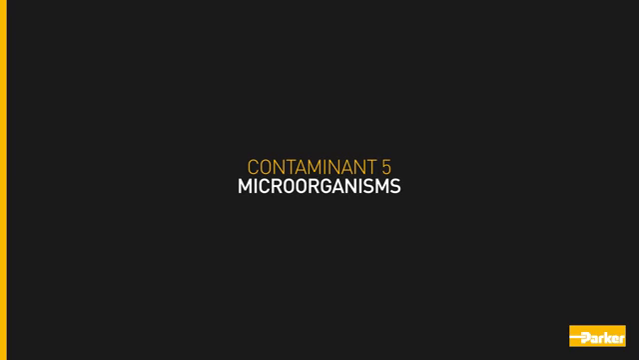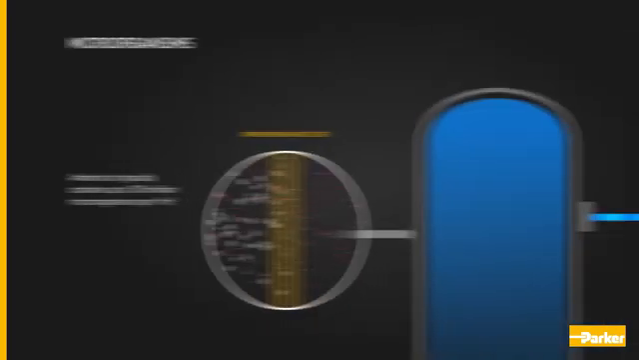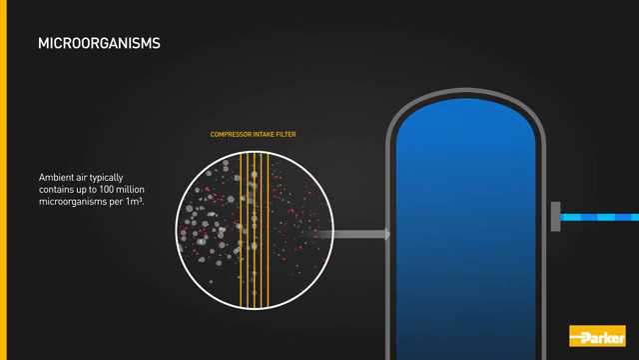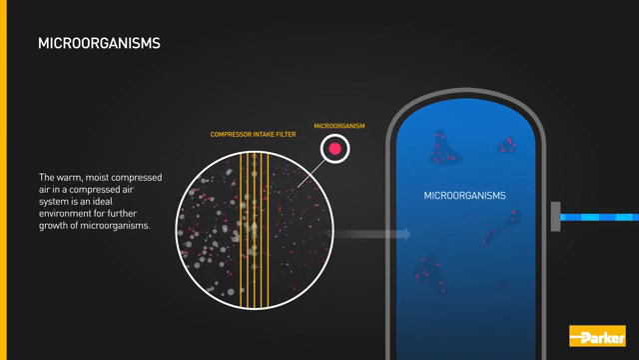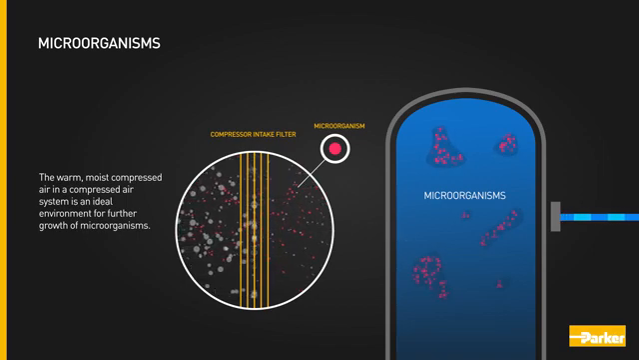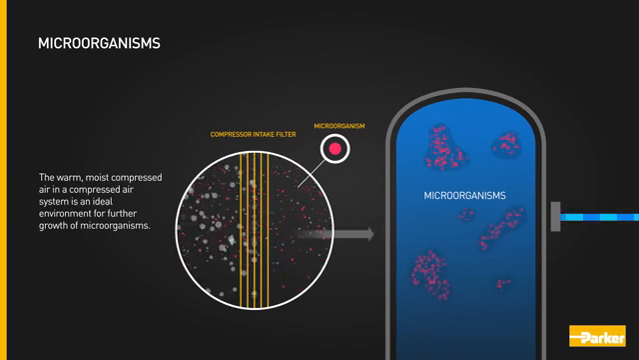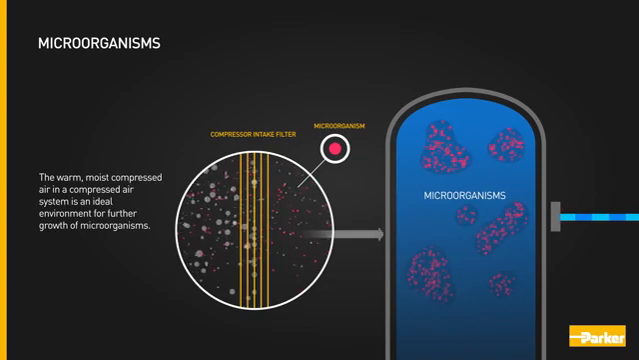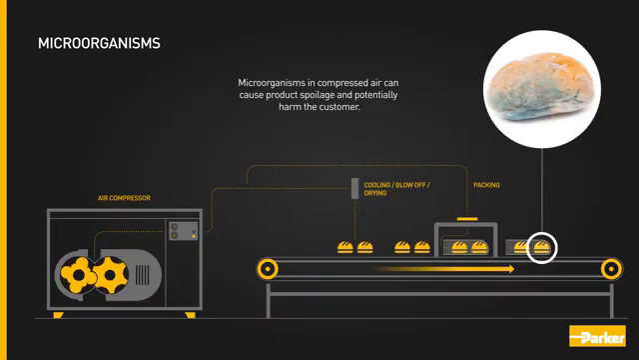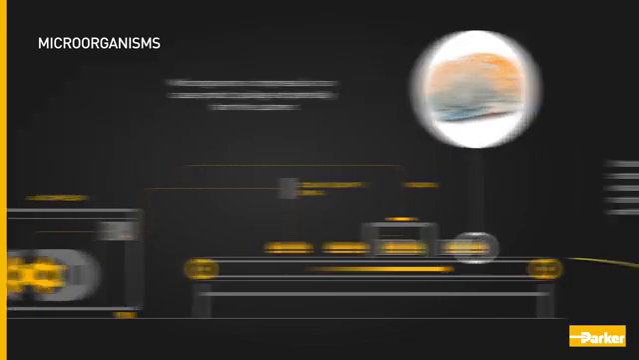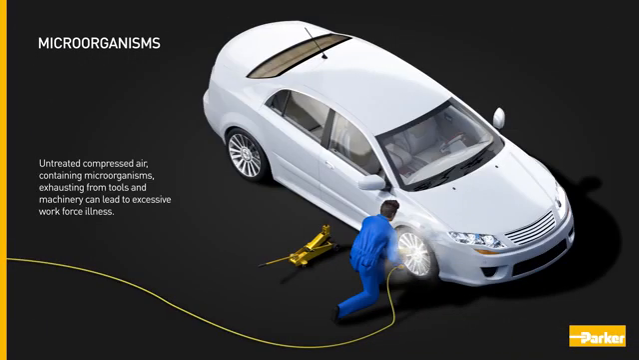Contaminant 5, microorganisms. Ambient air typically contains up to 100 million microorganisms per cubic metre. The warm, moist compressed air in a compressed air system is an ideal environment for further growth of microorganisms. Microorganisms in compressed air can cause product spoilage and potentially harm the customer. Untreated compressed air containing microorganisms exhausting from tools and machinery can lead to excessive workforce illness.